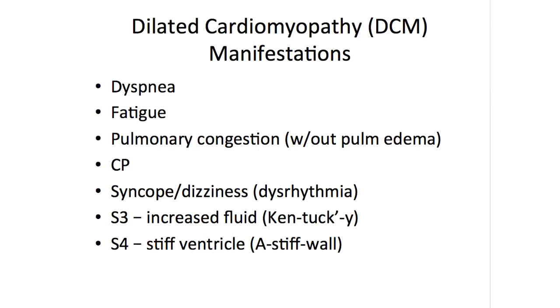Manifestations of dilated cardiomyopathy include dyspnea, fatigue, pulmonary congestion without pulmonary edema, chest pain, syncope or dizziness due to dysrhythmia, and an S3 and S4. An S3 indicates increased fluid. Here's what an S3 sounds like. An S4 indicates a stiff ventricle. And here's what an S4 sounds like.